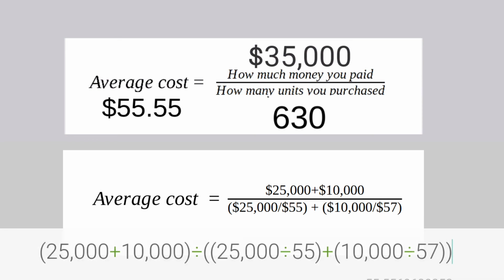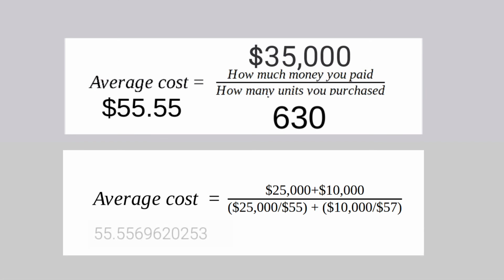Doing it all this way, you can plug it all into a calculator, making sure to follow the proper order of math operations, and you'll avoid the rounding errors you might encounter by breaking it all down into individual steps. The answer I got from the calculator can be rounded to $55.56.